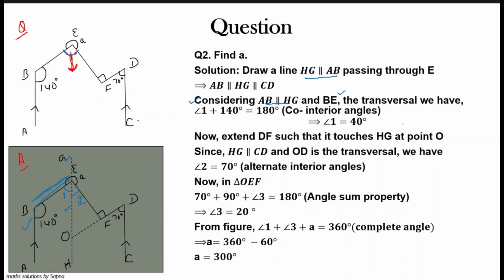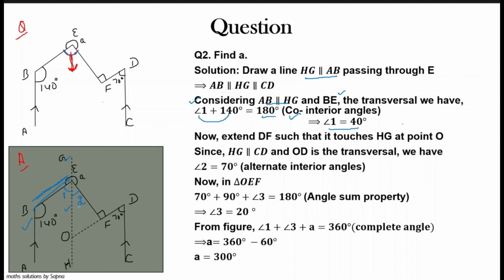And we know that if the lines are parallel, then co-interior angles are supplementary. Supplementary means their sum would be 180 degrees. So from there, angle 1 plus 140 equals 180. And if I solve this, angle 1 is 180 minus 140, which is 40 degrees. I hope it's clear, right?